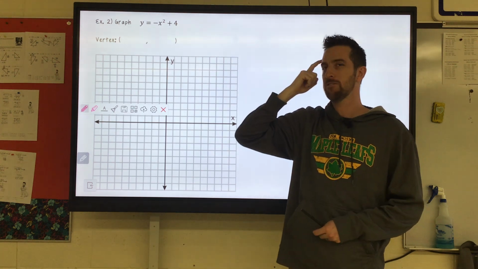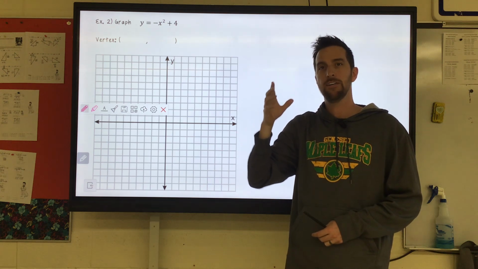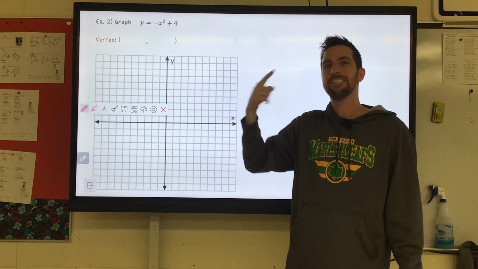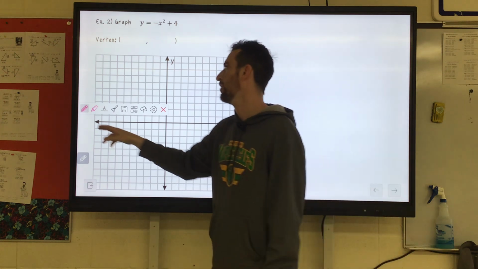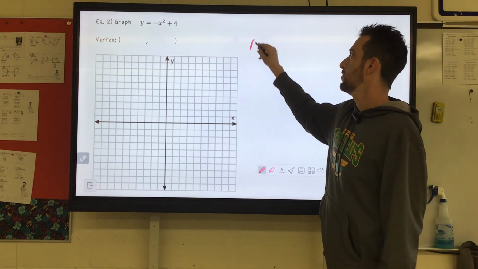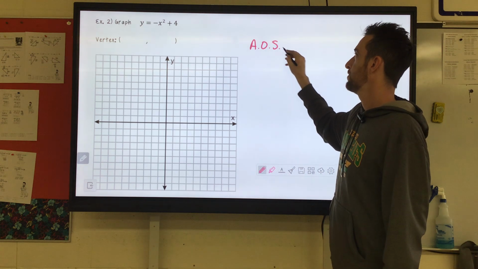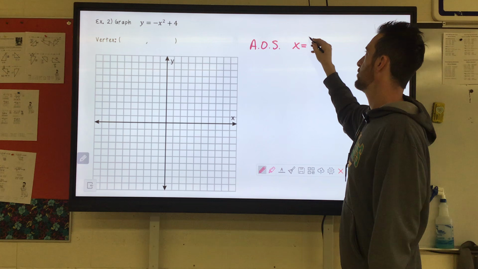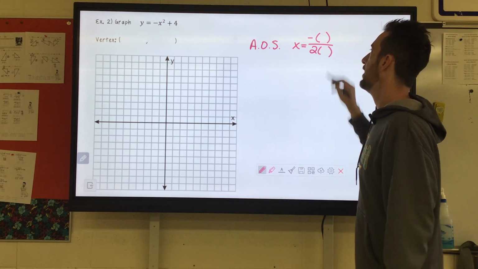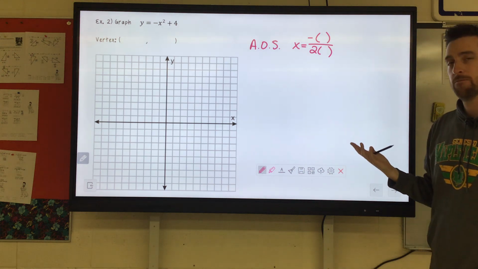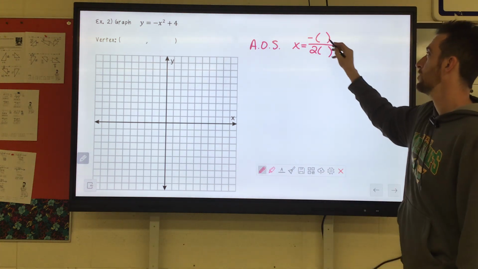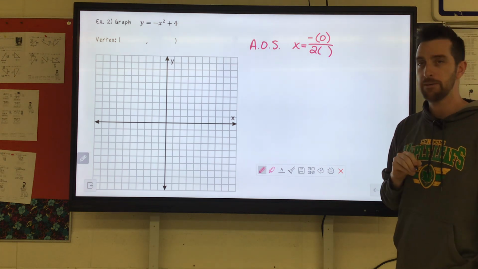So that's something to always keep in your mind when you're graphing. If your a is positive and somehow your parabola is upside down, you did something goofy. So look back over your work. All right, again, first thing we're going to do is find the axis of symmetry, which is x equals the opposite of b over 2a. In this case, remember, b is just the normal x's. There aren't any x's here, so I would put in 0 for b.